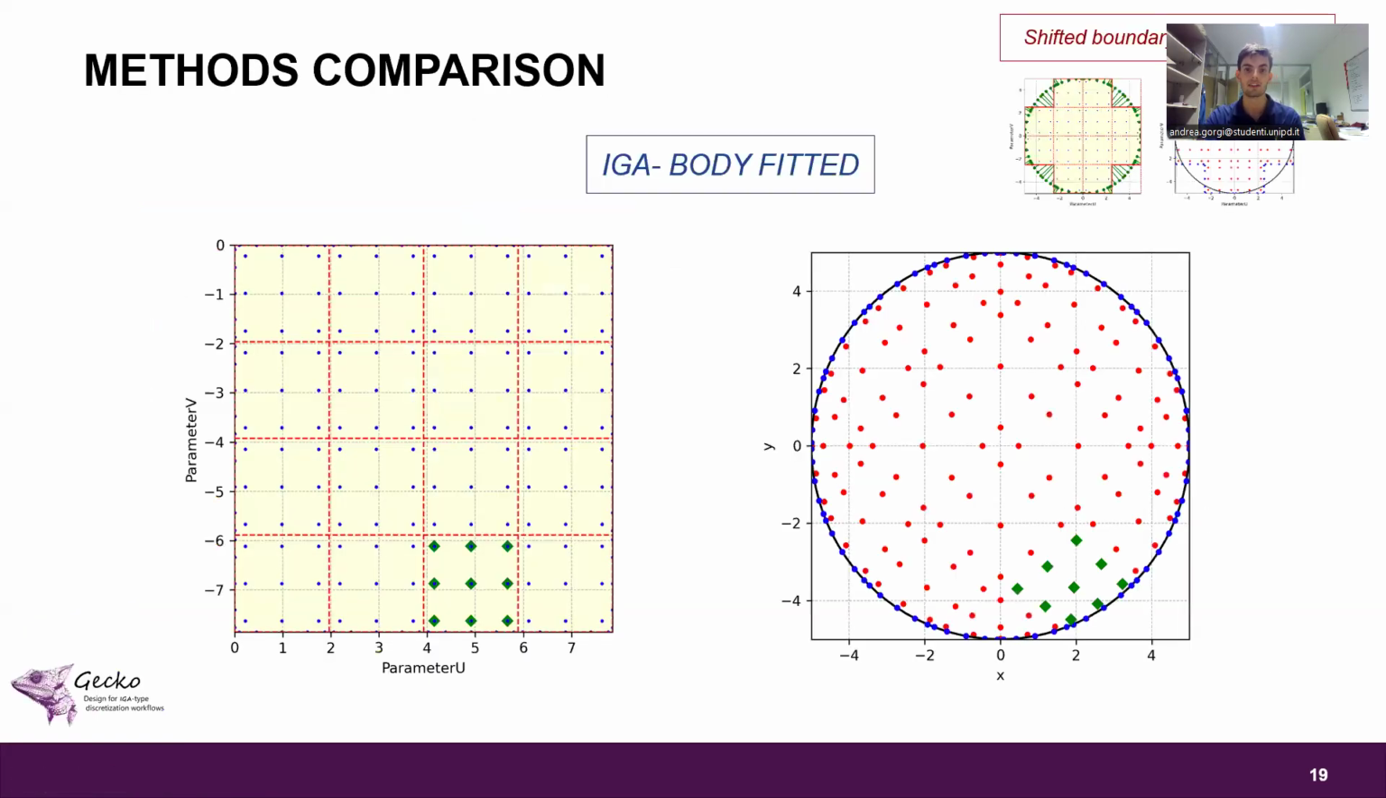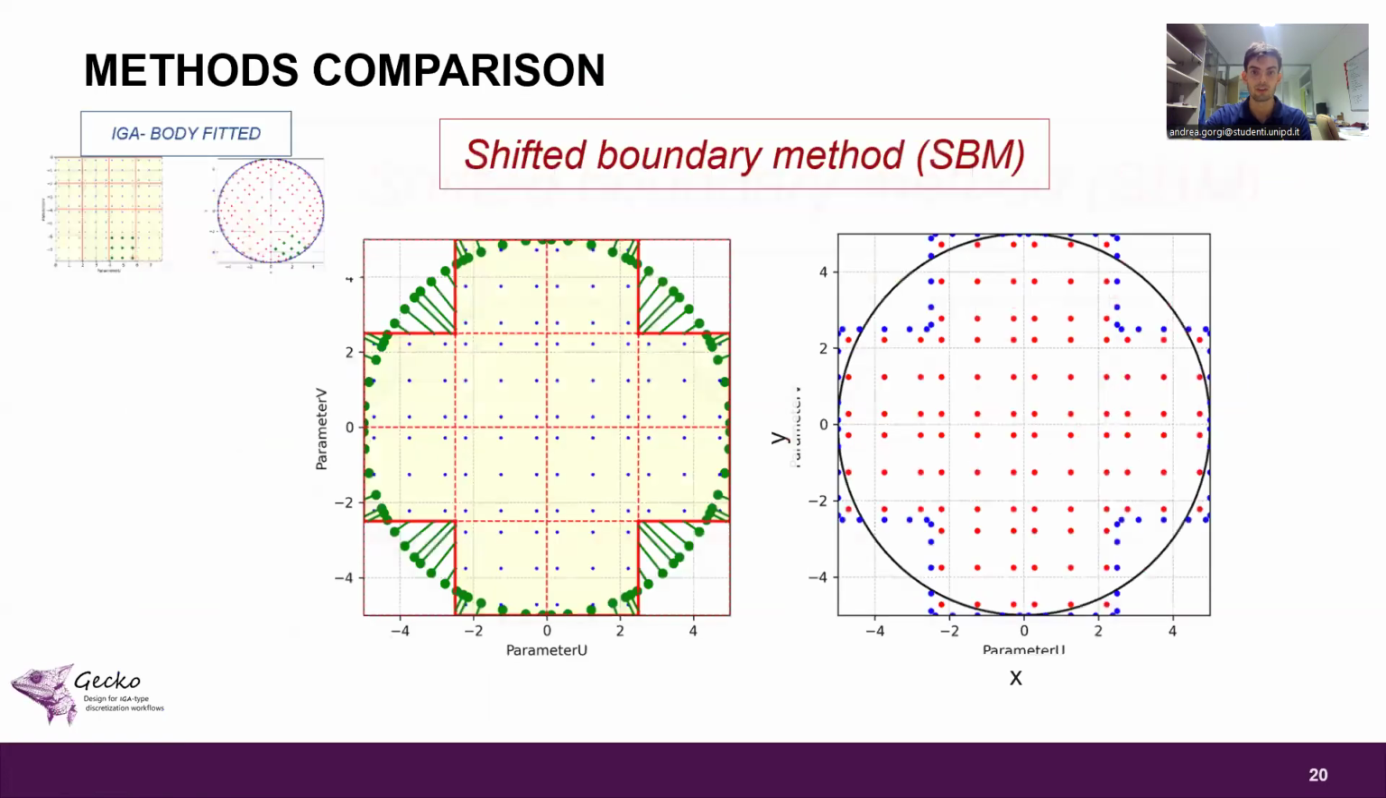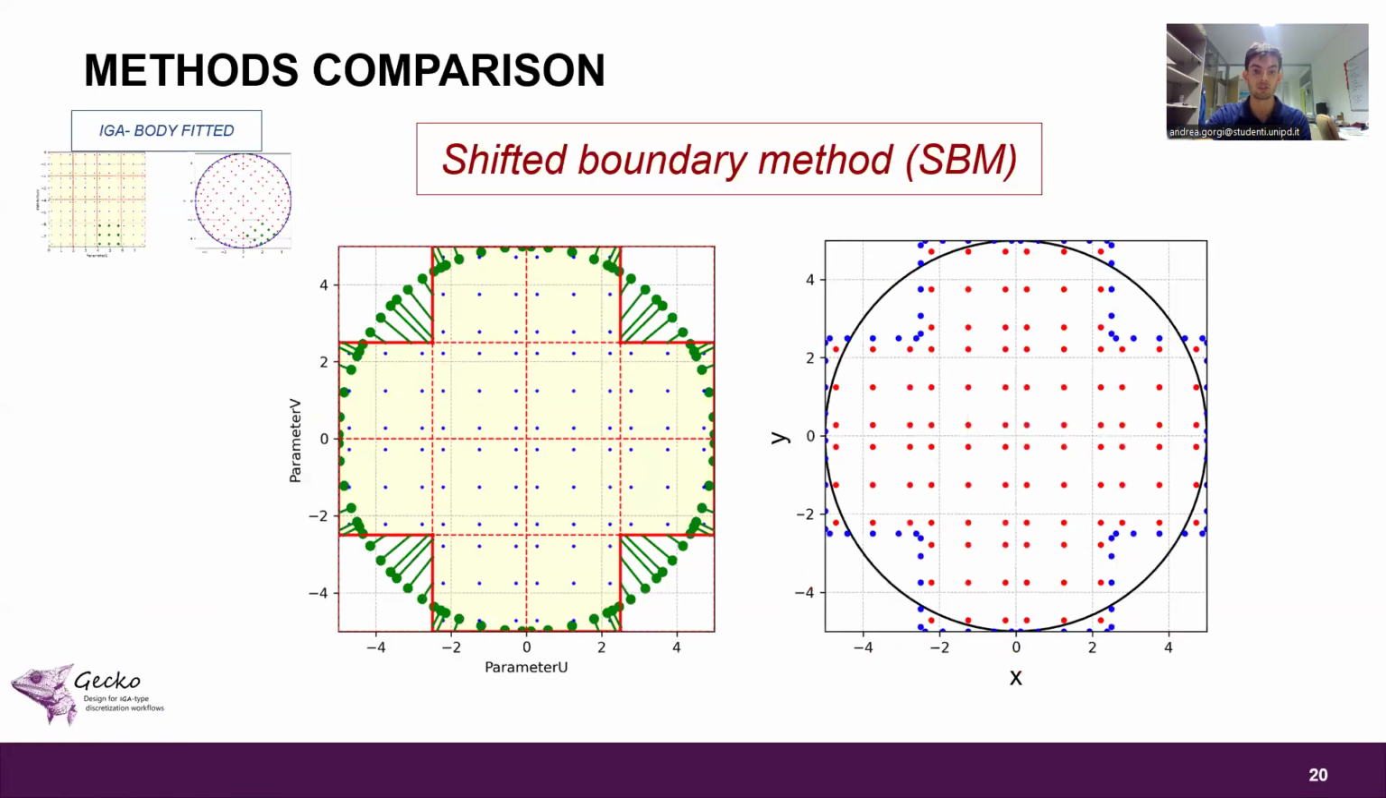To explain myself better, this is the case of an IGA body-fitted scenario with a circle. You can see how, in general, an element is deformed from the parameter space to the physical one. And this is the case of the shifted boundary method, where we can even choose the parameter space to be exactly coincident with the physical one. You can see how in this case we are not capturing the exact geometry, we're not fitting the exact geometry of the circle, but it's not necessary because we will impose the boundary conditions by a projection from the true domain, with these green dots, to the computational boundary via a Taylor expansion.